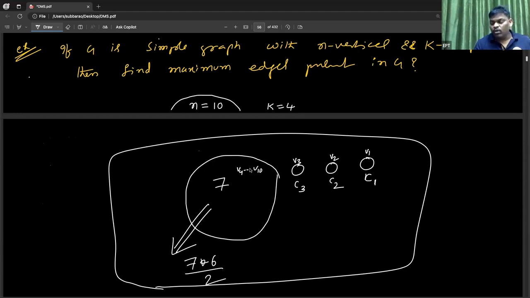Why did you keep them in one component? Component 1, component 2, component 3, component 4. Component 4 contains more vertices, so that I will get more edges. How many vertices are there in the last component? Component 4 has 7 people. How did 7 come? From the 10, the outside 3 people are removed. So in terms of k, what is that 3? So 10 minus k minus 1. 10 means n. N minus k minus 1.